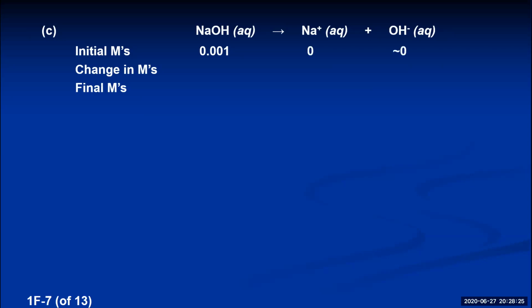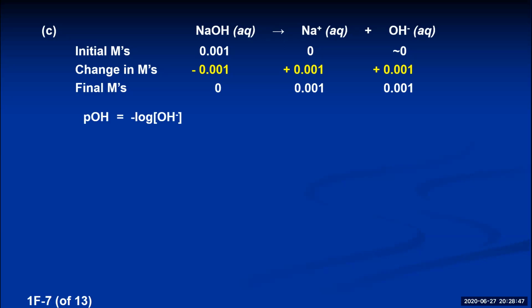So if all the sodium hydroxide dissociates, and this is what soluble ionic compounds do, they dissociate completely, it will all dissociate, creating in a 1-to-1 ratio 0.001 molar of sodium ions and 0.001 molar of hydroxide ions. So therefore, there are 0.001 molar of hydroxide ions in the solution. When you know the molarity of hydroxide ions, that will allow you to calculate the pOH of the solution, not the pH. So the negative log of 0.001 will give you the pOH of the solution, which is 3.0.